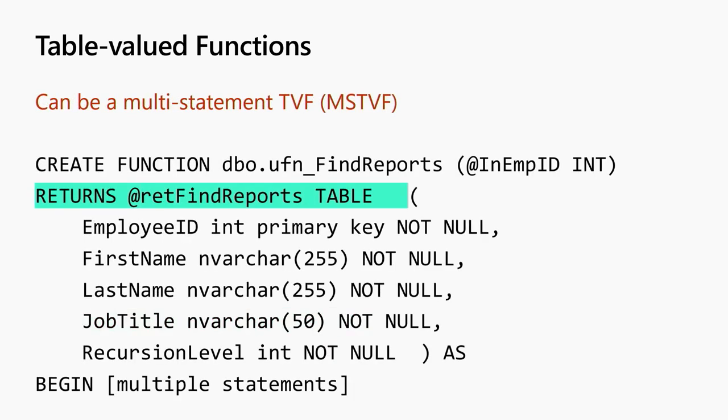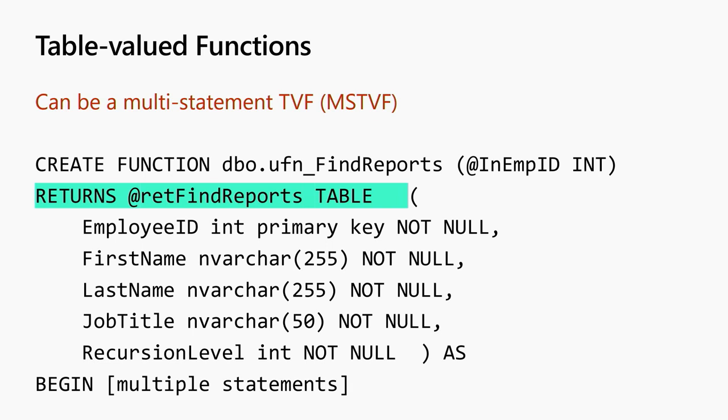This is an example of an MSTVF, a multi-statement table valued function. You see highlighted in green what makes it a multi-statement TVF. This is a simple example where I enter the employee ID, and at runtime it will create this table variable, of sorts, the return find reports, that has those columns. Then I have a number of multiple statements, for example the if conditions that Pam had in the previous example.